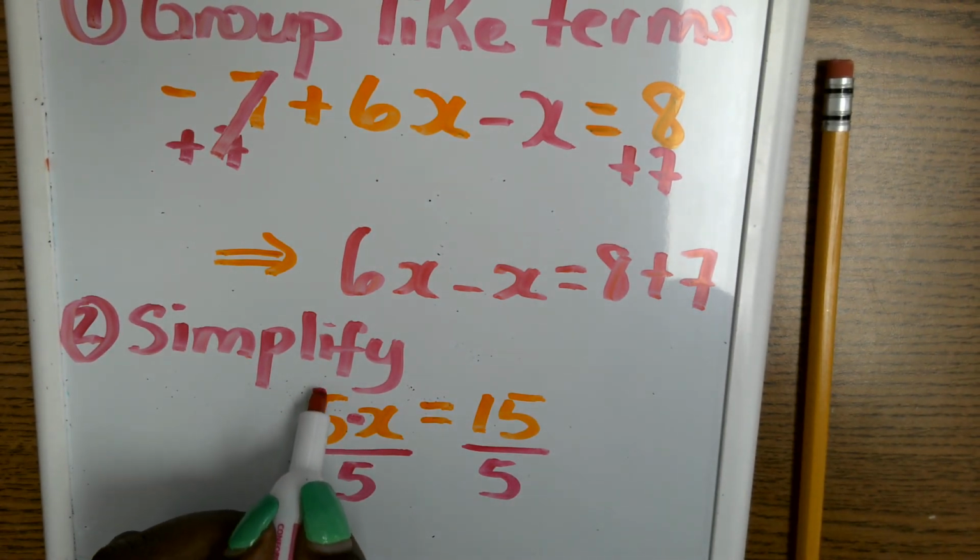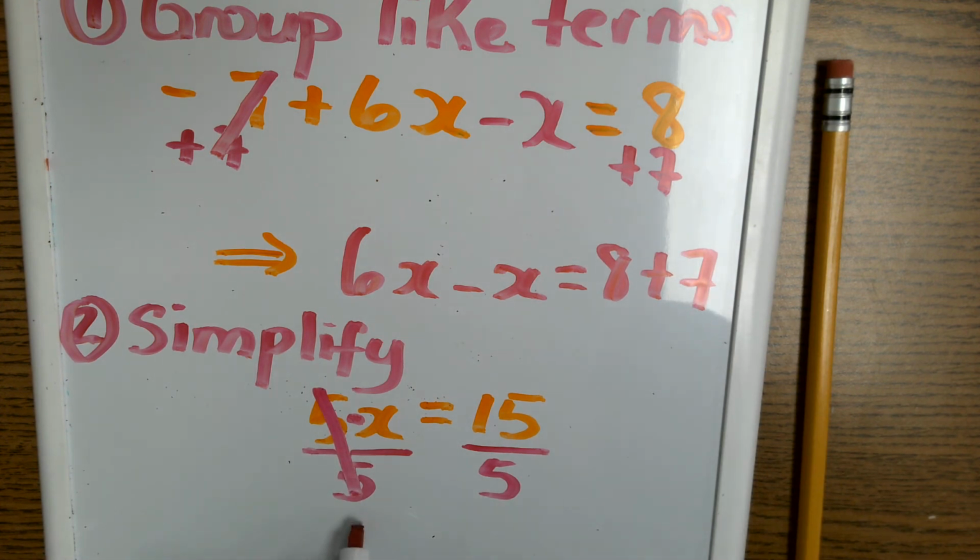And so we have the 5's canceling each other, and we have x now remaining, and x is equal to 15 divided by 5, which is 3. And so our solution for this particular problem is x is equal to 3.